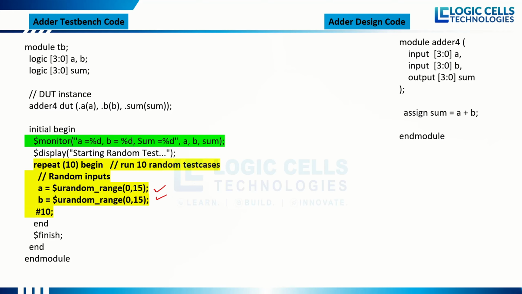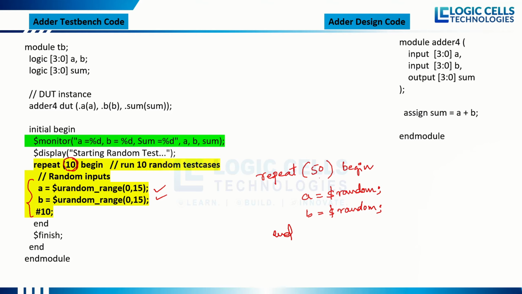And also we can run them for as many times as we need. Here we are putting these under a repeat block. Remember this also: we can use repeat and provide how many times we need. Repeat 50, begin, and I need random values for A and B. So A is A = $random, and let's say B = $random, and end. This will generate 50 random combinations of values A and B. This is one way of generating random values.